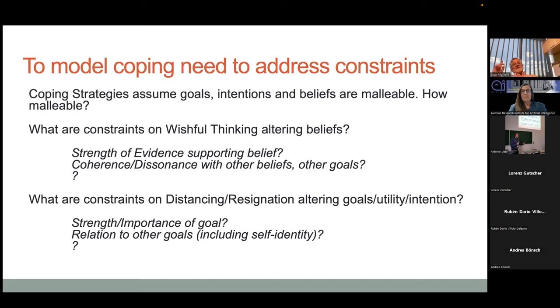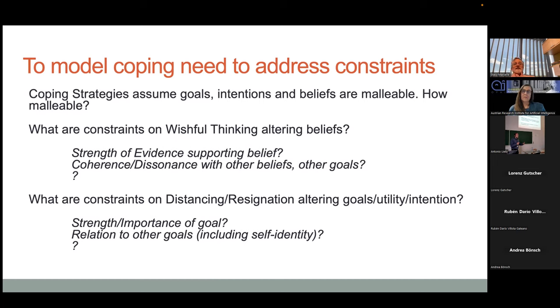So for instance, what are the constraints on wishful thinking altering beliefs? Can you take an empirical view, which is the strength of evidence supporting the belief? That determines the level of certainty associated with the belief, and determines how easy it is to change it. Or maybe you take a coherentist view where you're saying the coherence or dissonance with other beliefs or other goals influences belief. So if this belief coheres with other beliefs I have, like I'm a Democrat, my political orientation is Democrat, there's a whole network now of beliefs, and I can't arbitrarily change one without influencing the other. And this causes them to be sticky. So this is sort of the coherence view of beliefs that people like Paul Thagard have modeled.